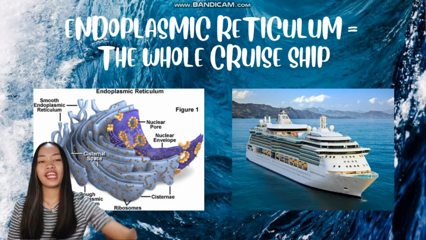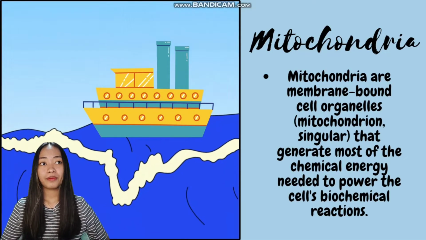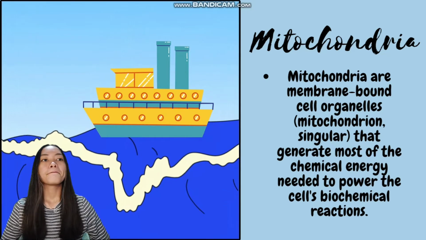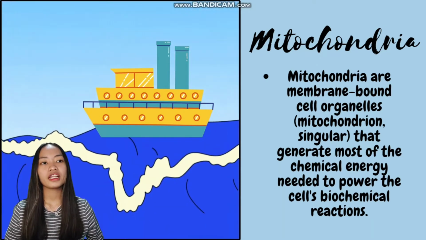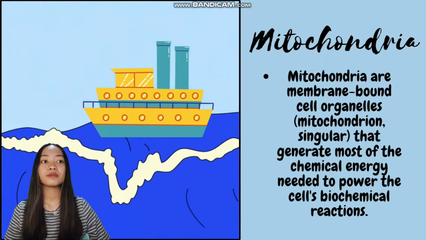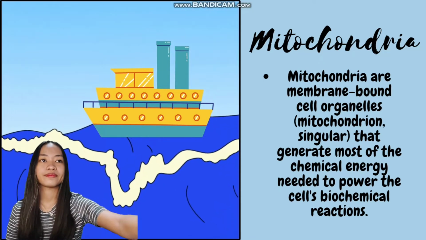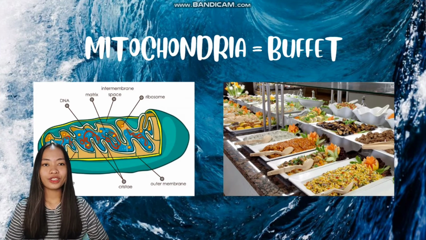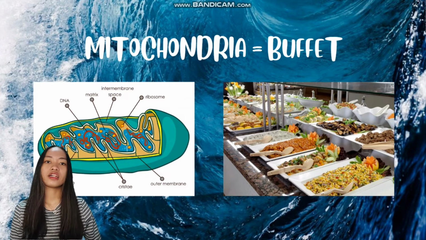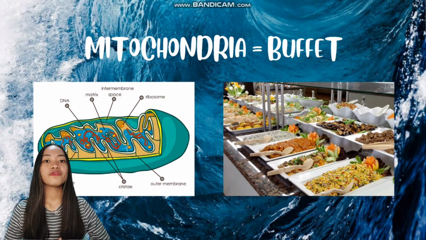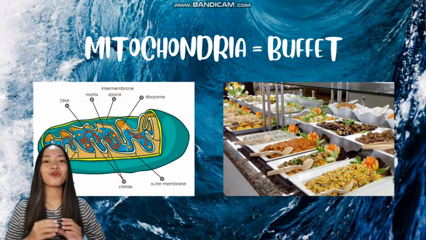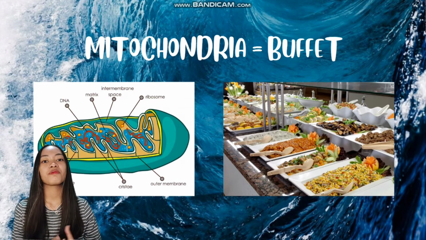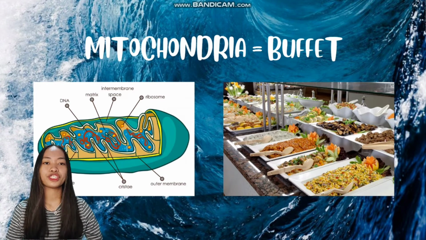Next is mitochondria. The mitochondria are membrane-bound cell organelles, mitochondrion in singular, that generate most of the chemical energy needed to power the cell's biochemical reactions. The mitochondria give energy to a cell, like how on a cruise ship the buffet provides food or energy for the people. The mitochondria and the buffet on a cruise ship compare to one another because they both provide energy or food for the cell or ship.